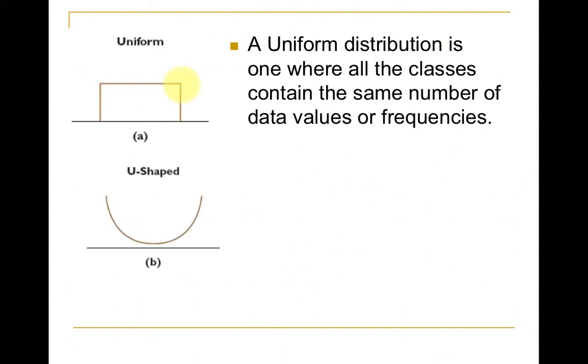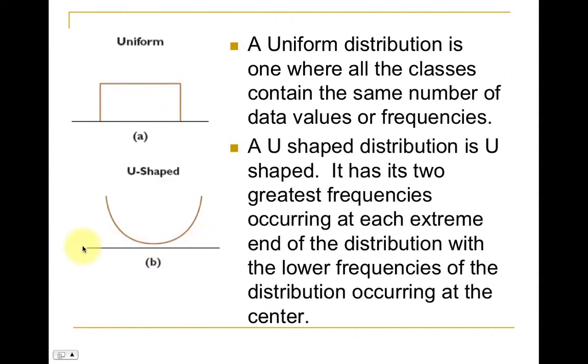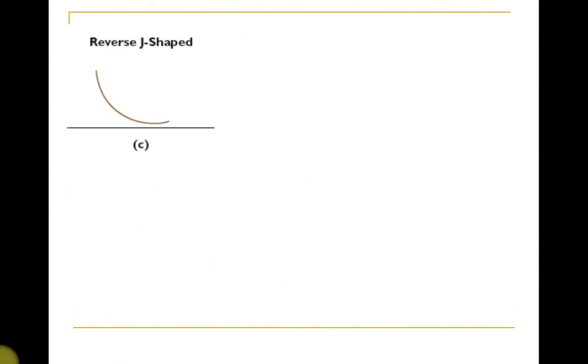A U-shaped distribution. Okay, so imagine that you have your data values labeled from low to high. A U-shaped distribution is U-shaped. It has the two greatest frequencies, this is a greater frequency and this is the greatest frequency, occurring at each extreme end of the distribution, so one on the left and one on the right, with the lower frequencies, that's right here in the center, occurring in the center. Okay, so a U-shaped distribution is pretty obvious.